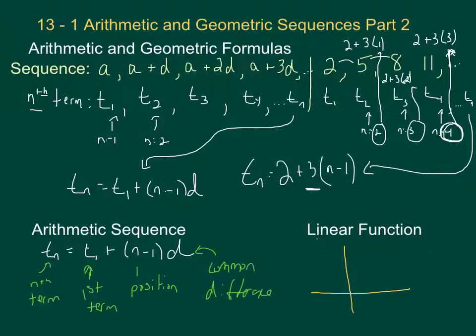Now, this should look somewhat familiar to you. Arithmetic sequences and the formula for them is nothing more than a common line, because it's got a slope, it's a constant rate of change, it's a constant common difference. That's all an arithmetic sequence represents, is some linear function.